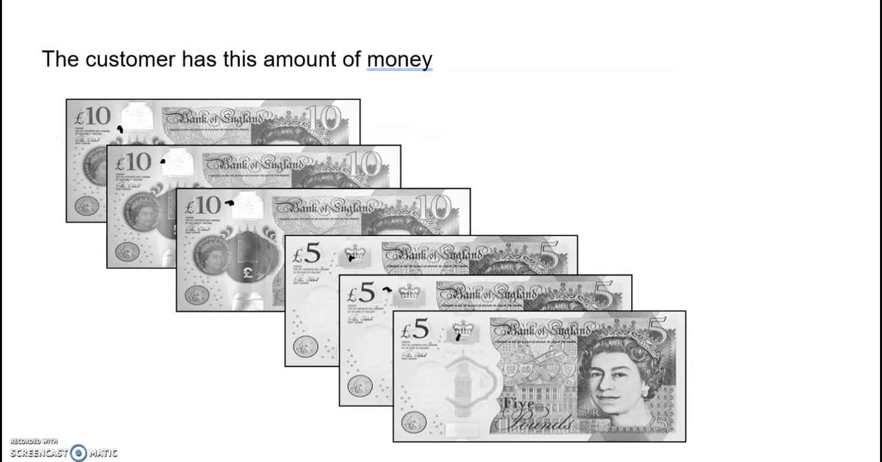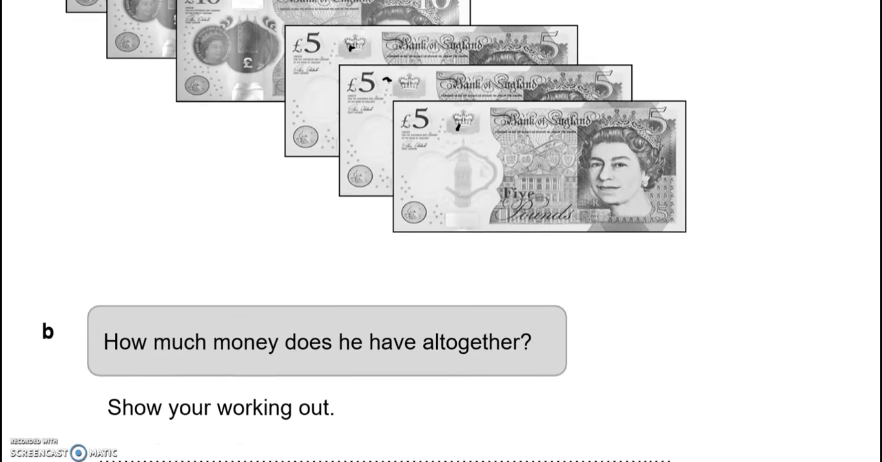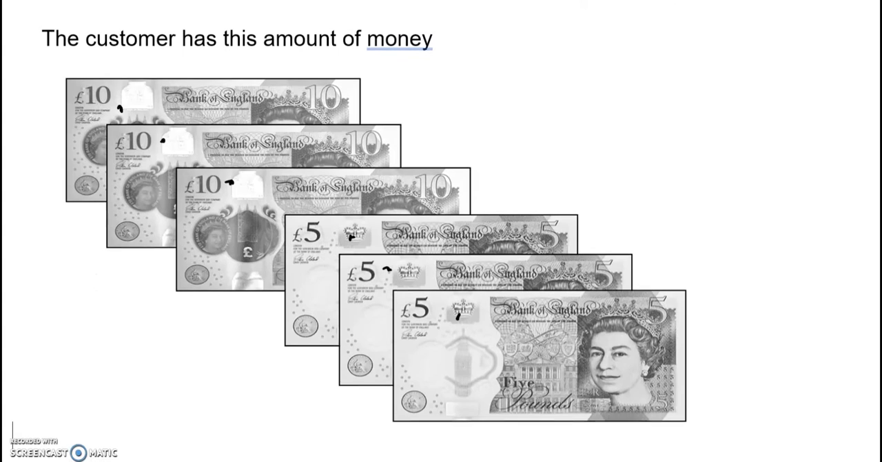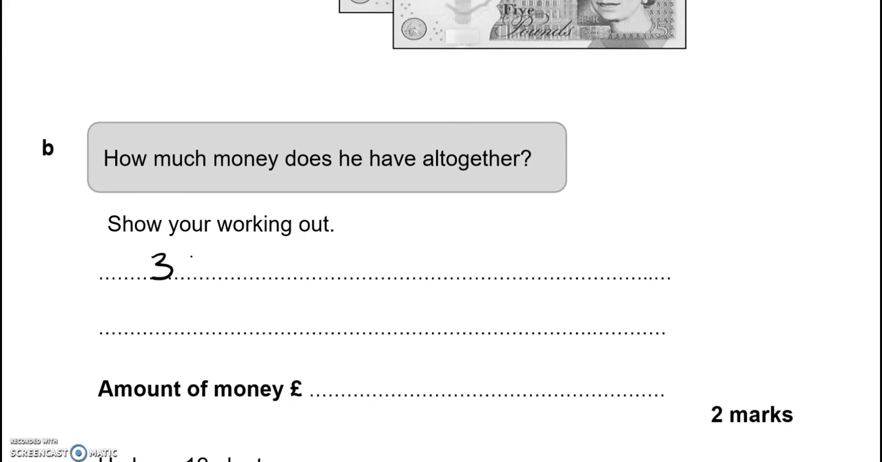The customer has this amount of money. How much money does he have altogether? Show your working out. So he's got 10 and 10 and 10, and then 5 and 5 and 5. So 3 lots of 10 and 3 lots of 5. So altogether that is £45.